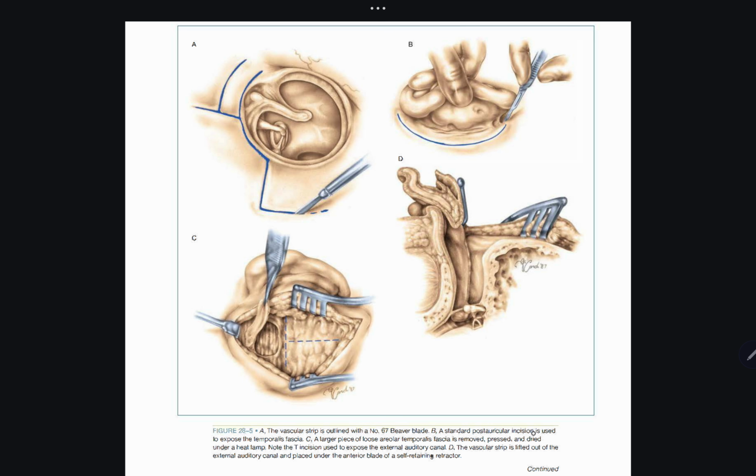B. A standard post-auricular incision is used to expose the temporalis fascia. C. A large piece of loose areolar temporalis fascia is removed, pressed and dried under heat lamp. Note the T incision used to expose the external auditory canal.